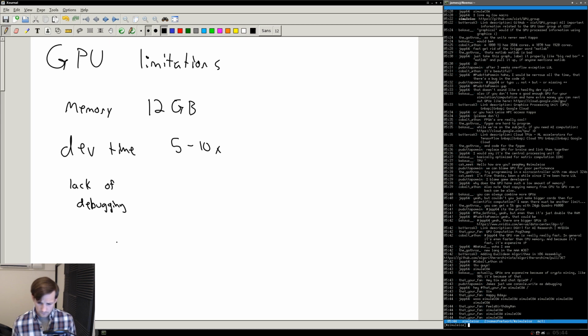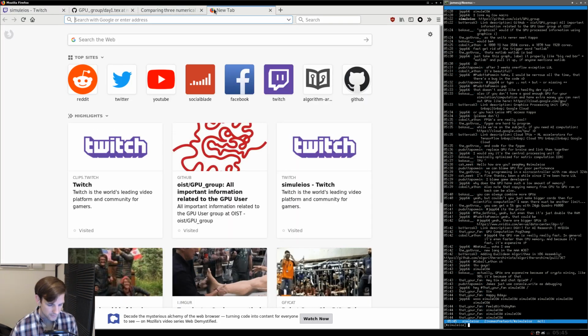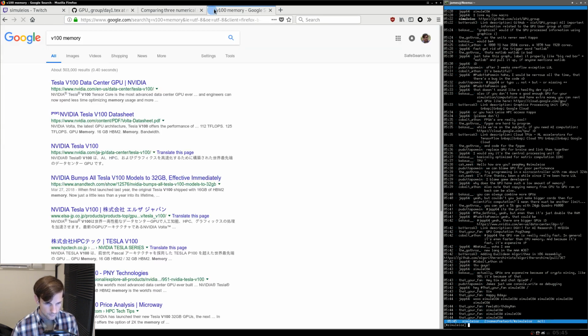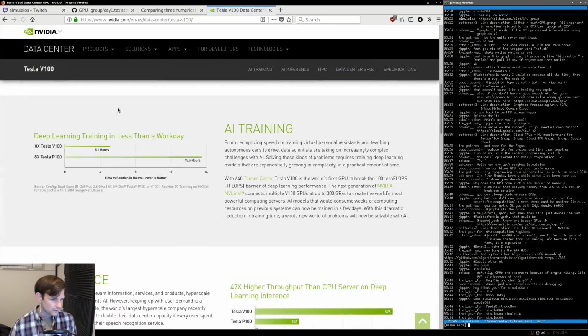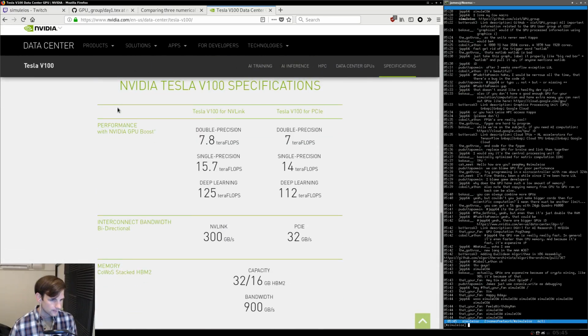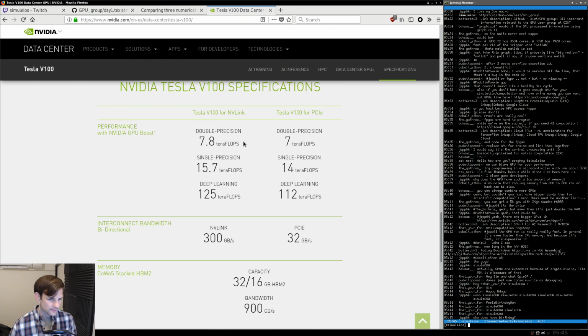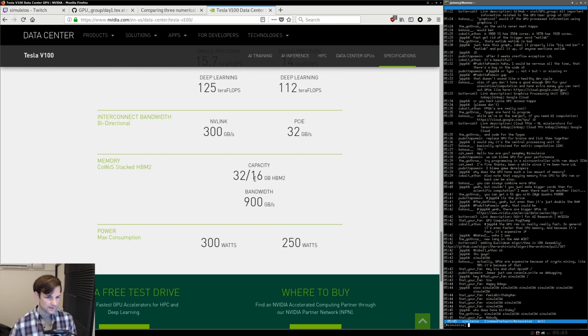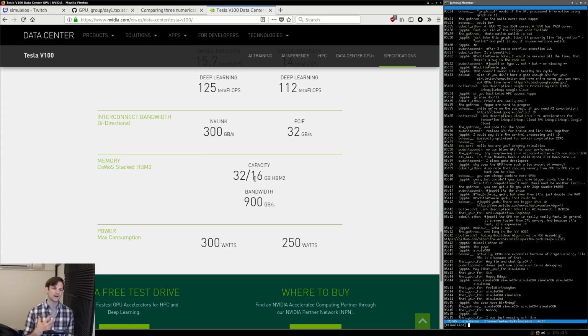But let me check something. V100s are the Volta 100 series. So let me check V100 memory. It's probably going to do the stupid thing it always does. I just want to know the amount of memory available. Teraflops, I don't care. Oh, nice double precision, but I don't care. What I want is memory. 32 gigabytes. Yep. So that's what people can currently do. This is the highest performing card I have access to. 32 gigabytes, which again is still fine, but it's not quite what we want.